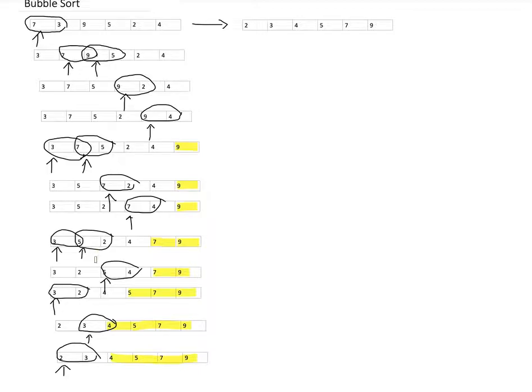That means we got the fifth largest element for this array. And we don't have any more elements to sort because we have only one element left. So we got the sorted list. When you compare this to the list we were expecting right here, it's 2, 3, 4, 5, 7, 9. So we got the array sorted. This is how bubble sort works.